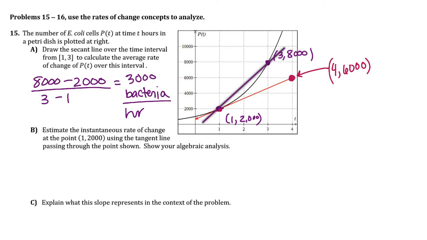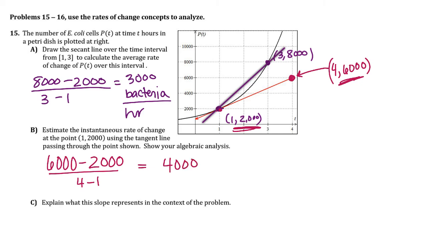Okay, now let's use this point here and this point here to calculate a good estimate for your rate of change. So I'm going to have 6,000 minus 2,000 over 4 minus 1. So that's going to give me 4,000 over 3. And so that's going to be about 1,333, putting a bunch more 3s. And that's going to be bacteria per hour.